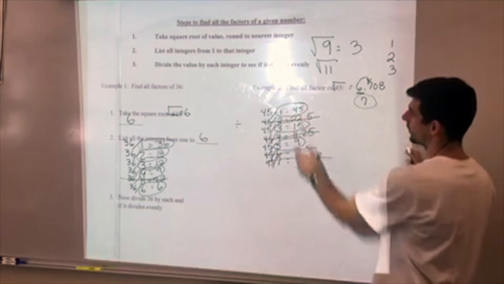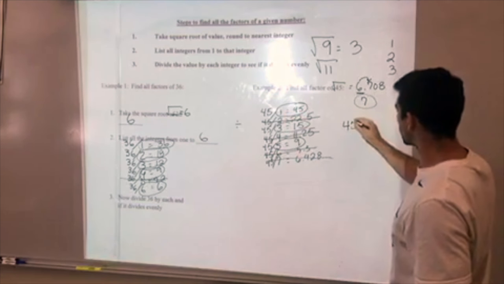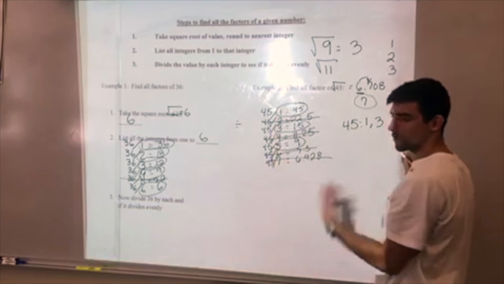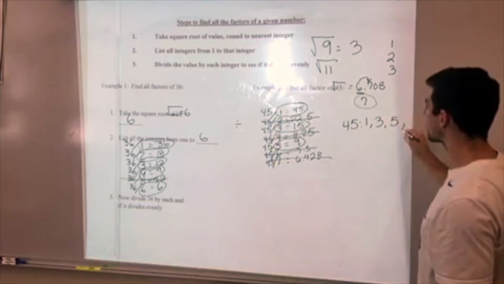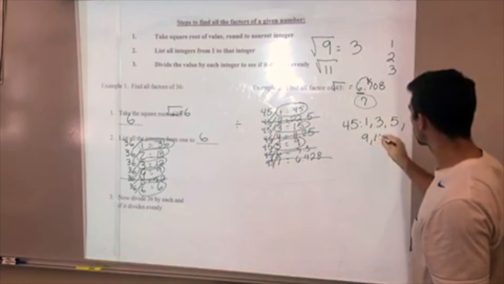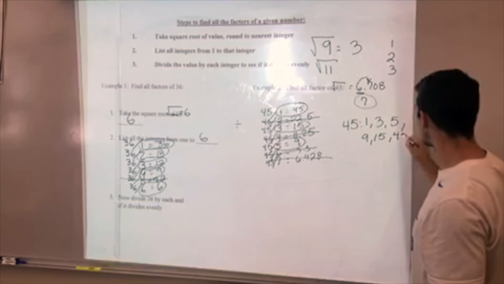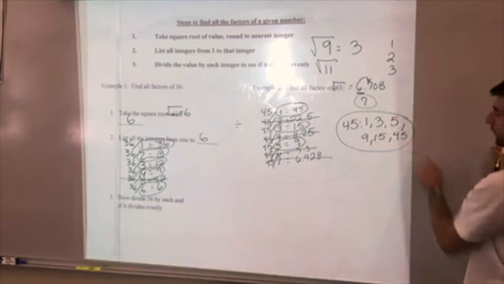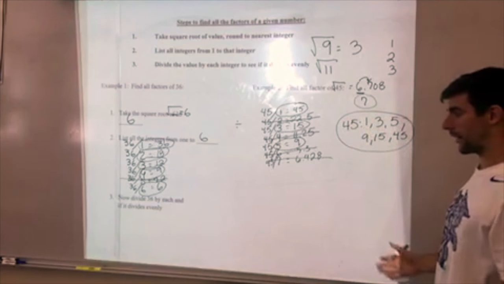So if you look at what we circled here, I'm trying to list out my factors of 45. I have 1, 3, 5, 9, 15, and 45. And here are all my factors. 1, 3, 5, 9, 15, 45. All my factors of 45.